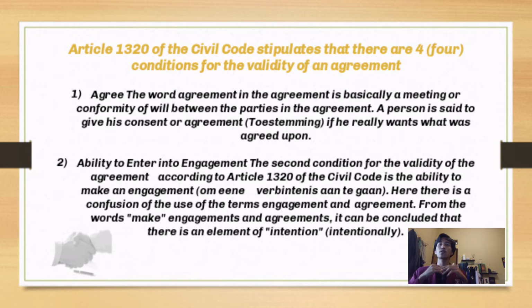The second condition for the validity of the agreement, according to Article 1320 of the Civil Code, is the ability to make an agreement. Here there is a confusion of the terms agreement and contract. From the word make agreement, it can be said there is an element of intention.